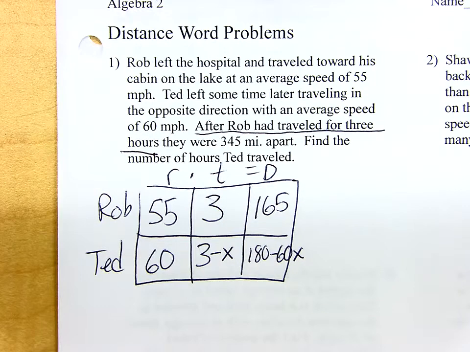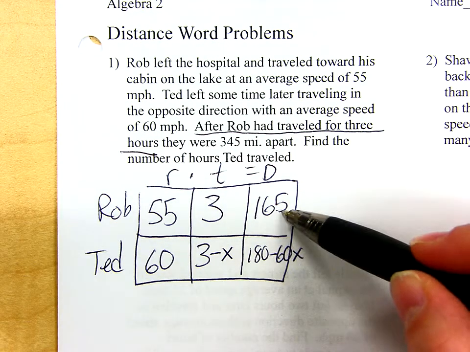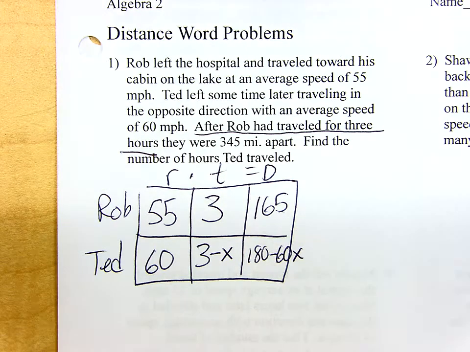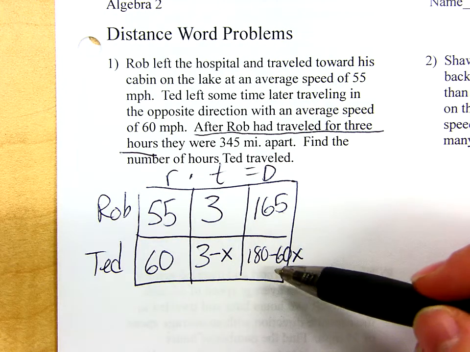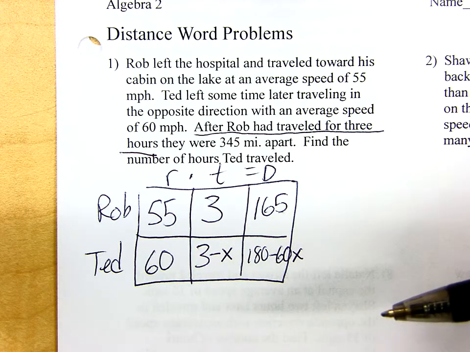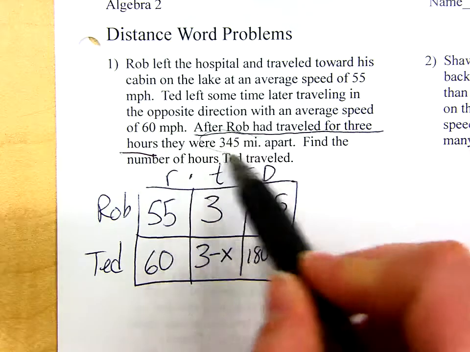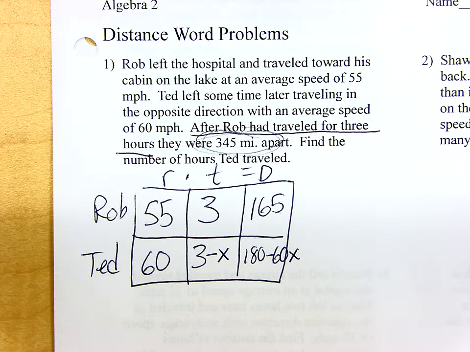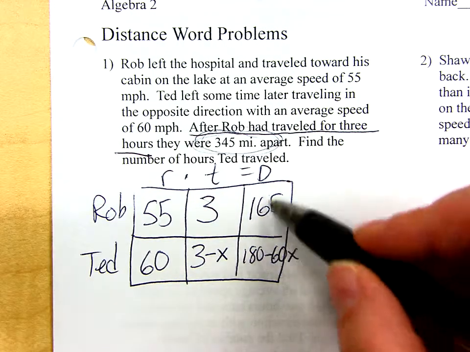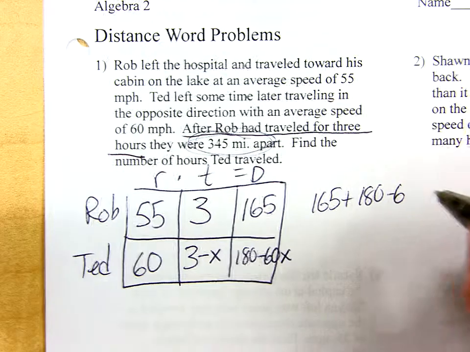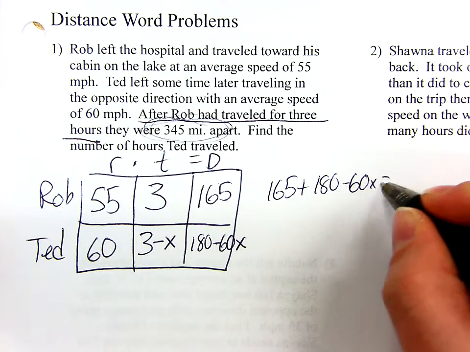Okay, so now with these 2 distances, the distance that Rob went and the distance that Ted went, we always, well, almost always do one of 2 things. We either set these 2 distances equal to each other, or I add them together and it equals some other distance that they went together. Which is the scenario this time? I add them together because it told me right here they were 345 miles apart after the 3 hours. Okay, so now I'm going to take both of these, add them together, and set it equal to 345.